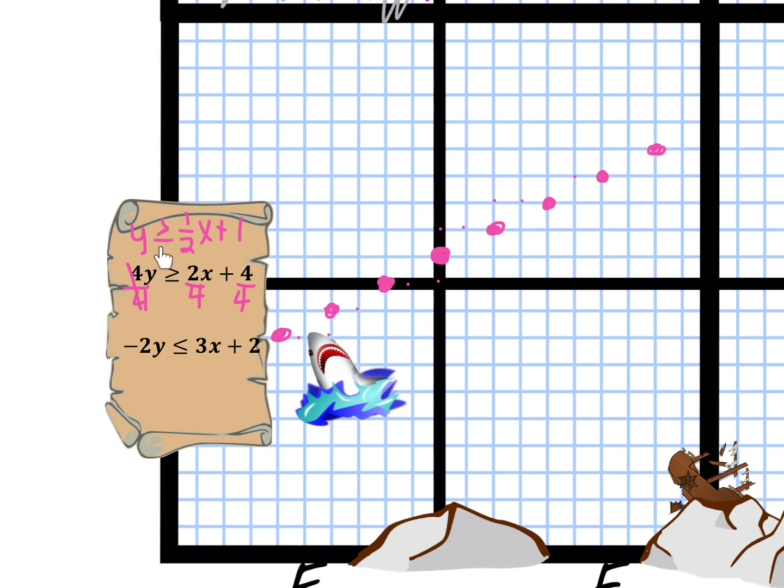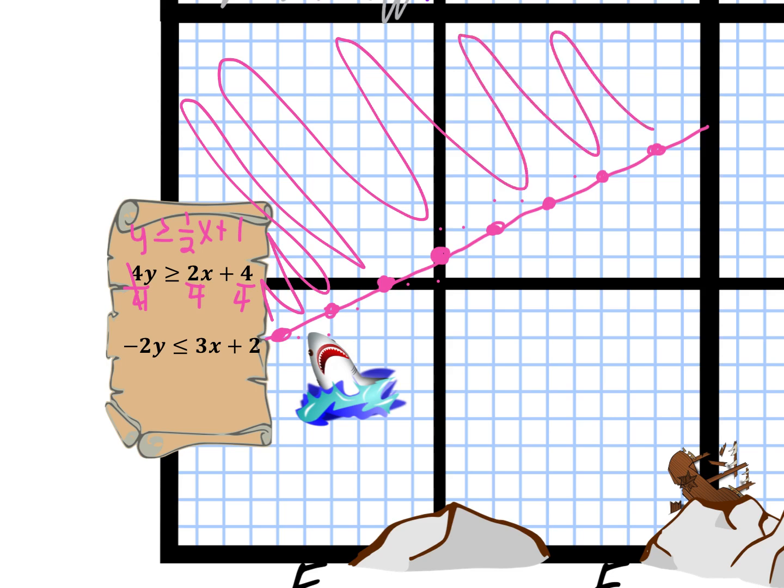All right, I see underneath my symbol it has this equal to line, so I'm going to draw a solid line. There we go. That says y is greater than. Greater means above, so I'm going to shade lightly everything that is above the line.